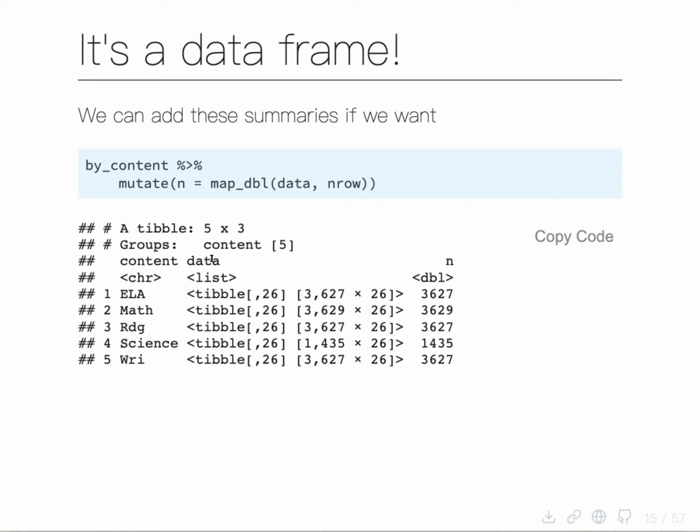And it's looping through this data column, and because we're saying by content past that here, then we just say data instead of by content data. Does that make sense?